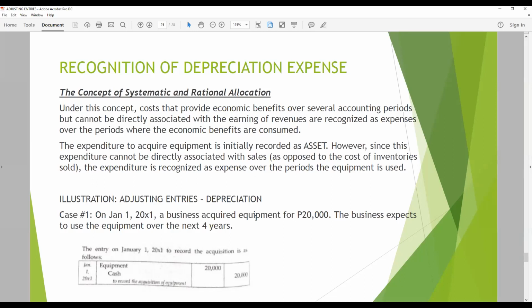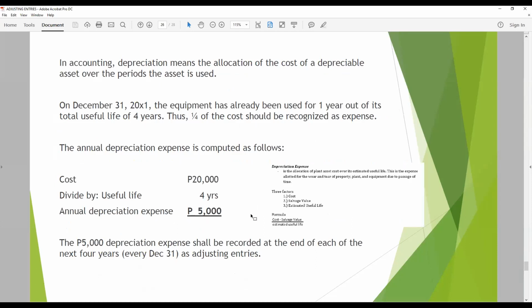So, your entry when you buy that equipment is, di ba na-discuss natin before, debit equipment and credit cash to record the acquisition of equipment. So, every year, nagde-depreciate yung equipment nyo. So, you need to recognize depreciation expense. So, paano ba yung recording ng depreciation expense?